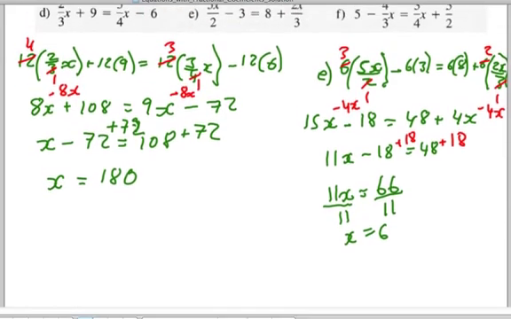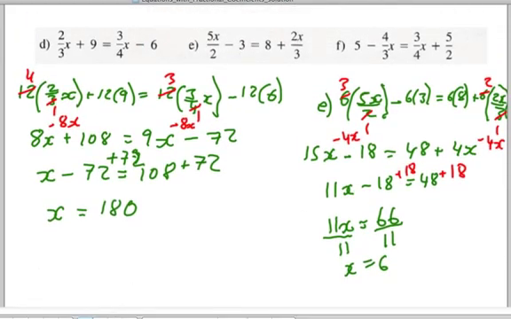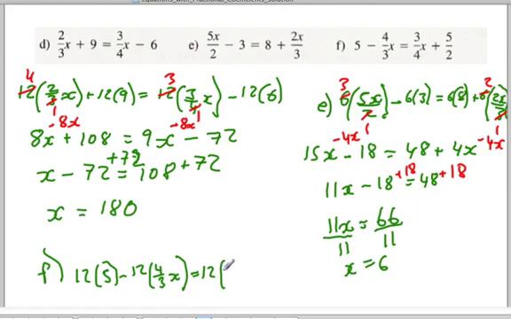And the last question in 4. So this is F. Lowest common denominator for 3, 4, and 2 is 12. So it'd be 12 times 5 minus 12 times 4 over 3x equals 12 times 3 over 4x plus 12 times 5 over 2.